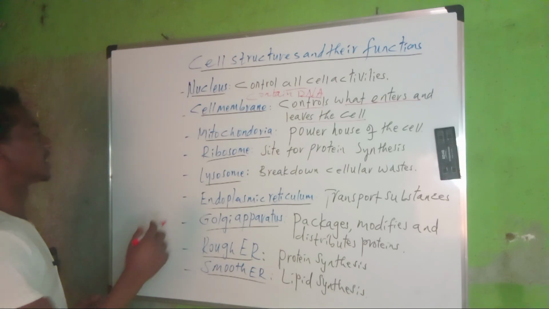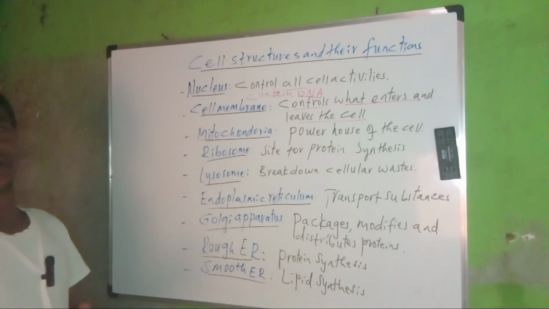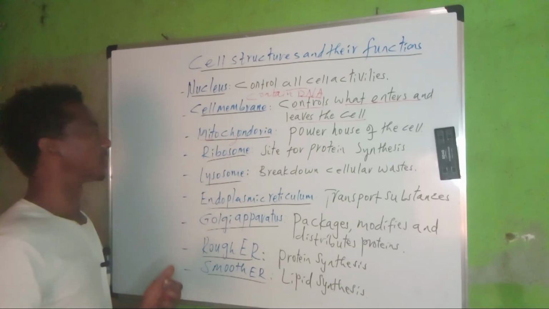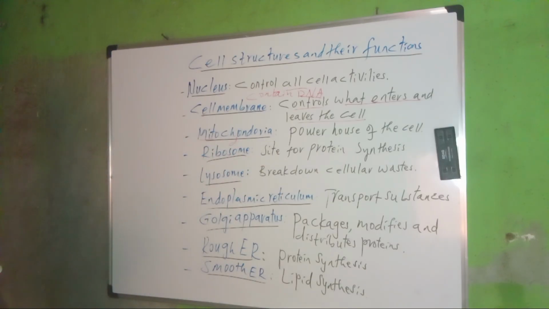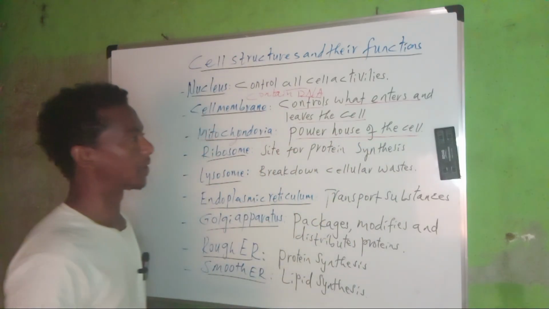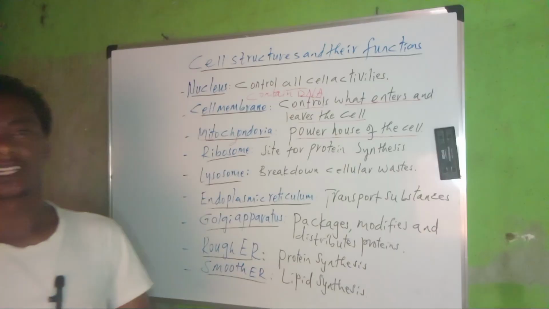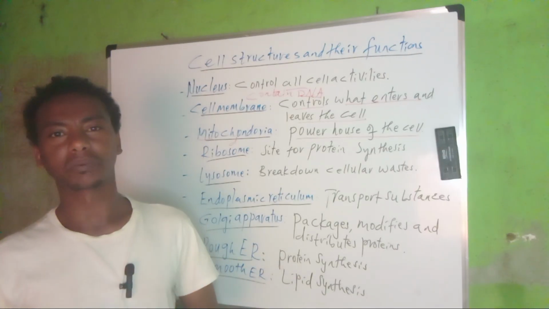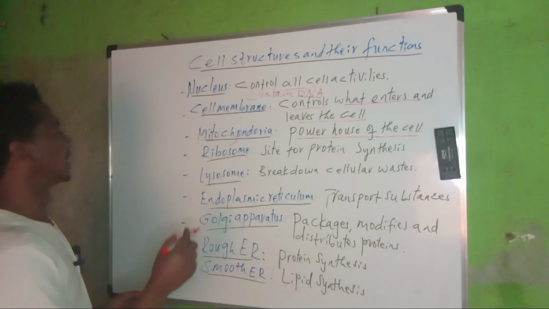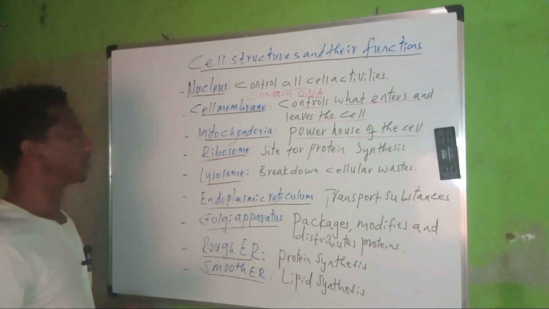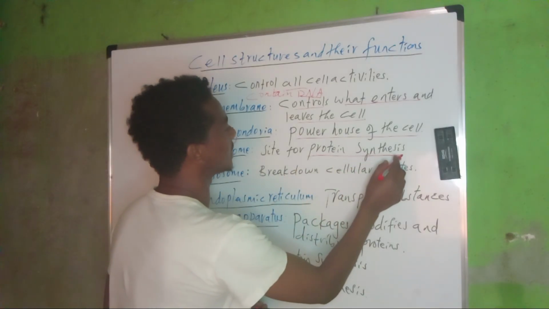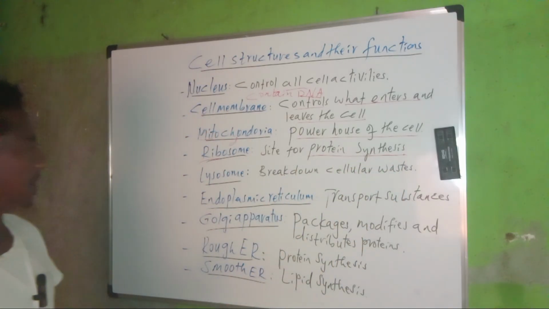The next one is mitochondria. Mitochondria is covered by a double membrane, one of the double membrane organelles. It is known as the powerhouse of the cell. When we say this, it is a site where energy is produced for the cell. The next one is ribosome. Ribosome synthesizes proteins. It is the site for protein synthesis for the cell.